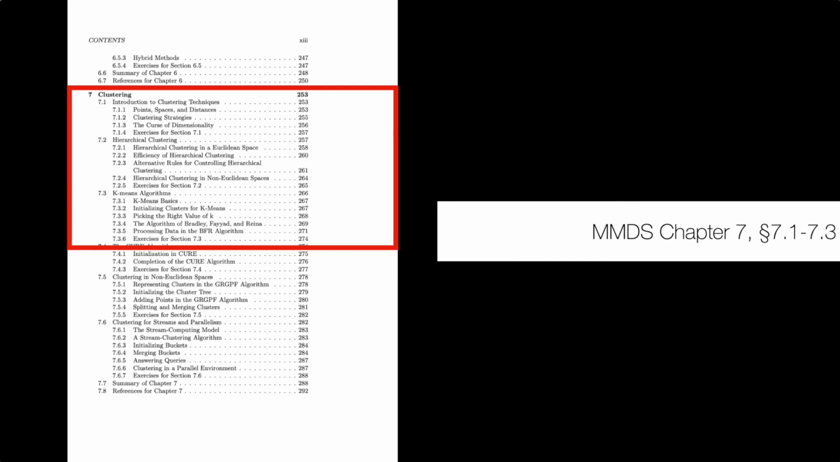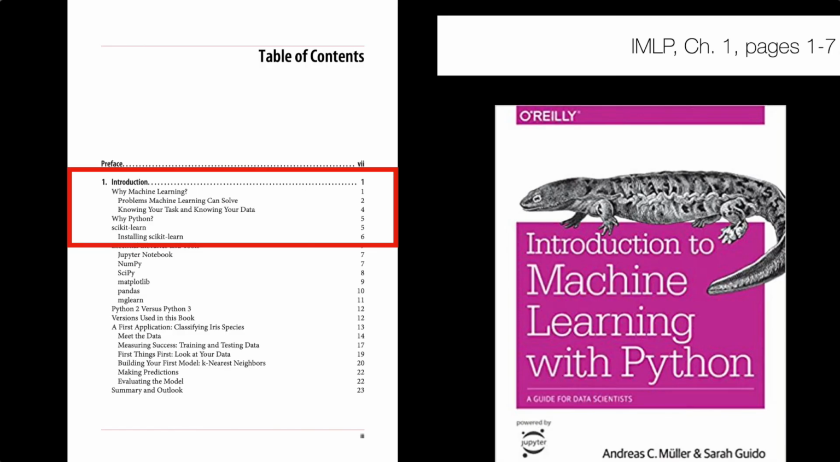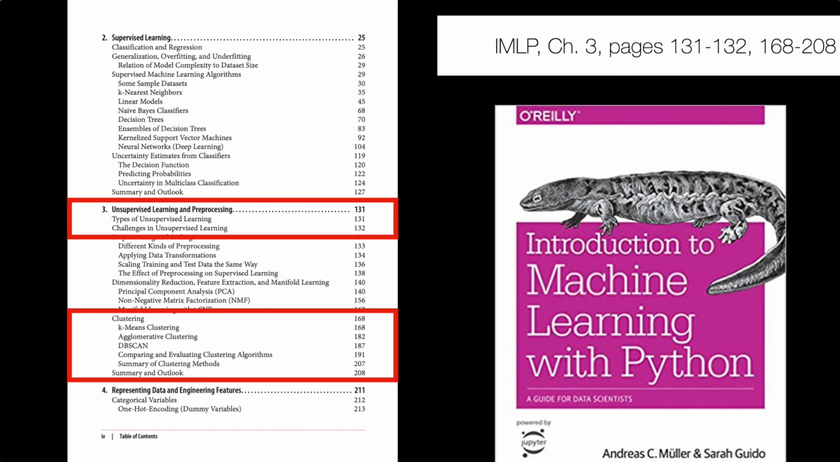For this week, hopefully you have read the first few sections of Chapter 7 of MMDS, because that sets the tone for what we're doing with clustering. But also, as we move into machine learning, we now have some reading assignments from IMLP, the Introduction to Machine Learning with Python book. First, I want you to read the first 7 pages of that. It sets up the foundation for machine learning, not just the data mining approaches that MMDS has been focused on. And then I want you to read Chapter 3, the first couple of pages around unsupervised learning, and then the clustering descriptions for k-means and agglomerative clustering.